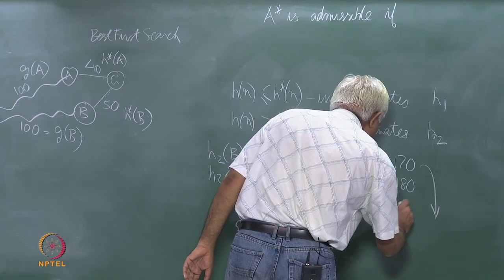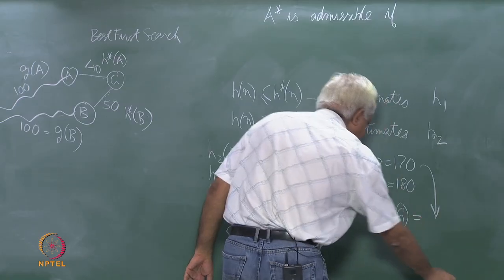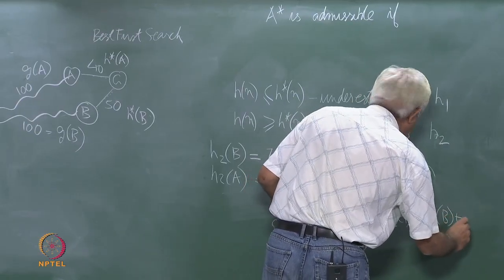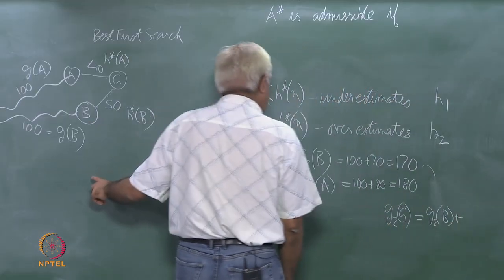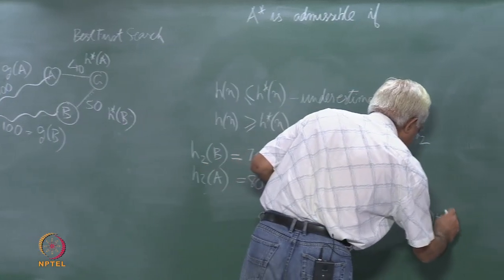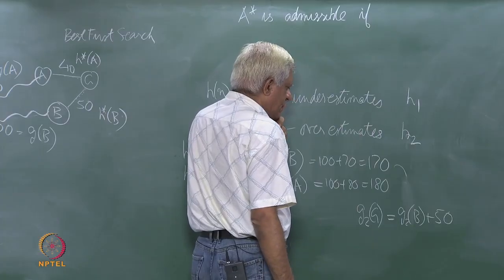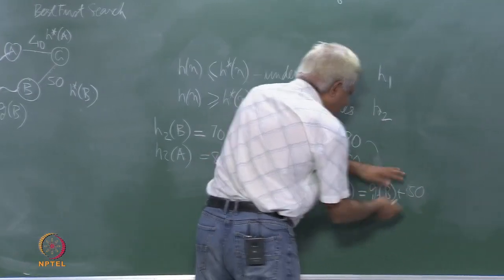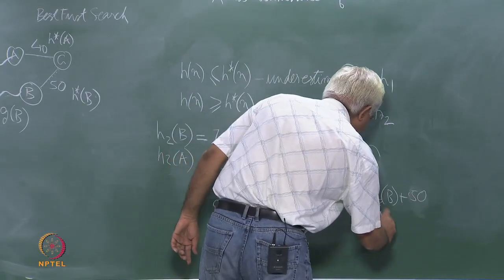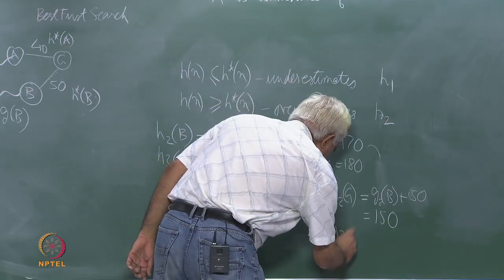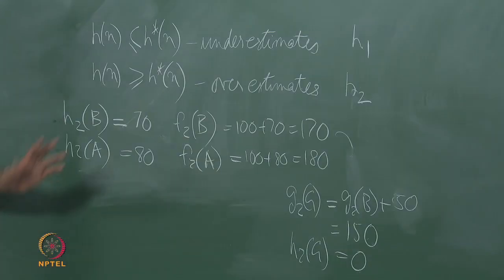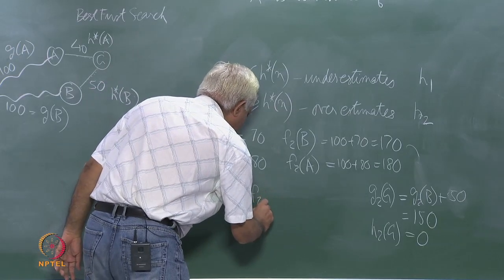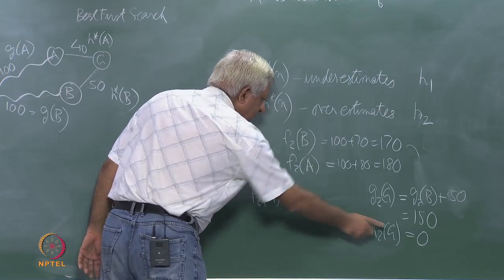So, g2 of G is equal to g2 of B plus the actual edge cost. We have picked B, which is 50, which is the actual edge cost, so that is equal to 100 plus 50, which is 150, and h2 of G is equal to 0. We assume that our heuristic function can at least tell us if we have reached the goal. So, the heuristic value at the goal is 0, which means f2 of G is equal to 0 plus 150, which is 150.